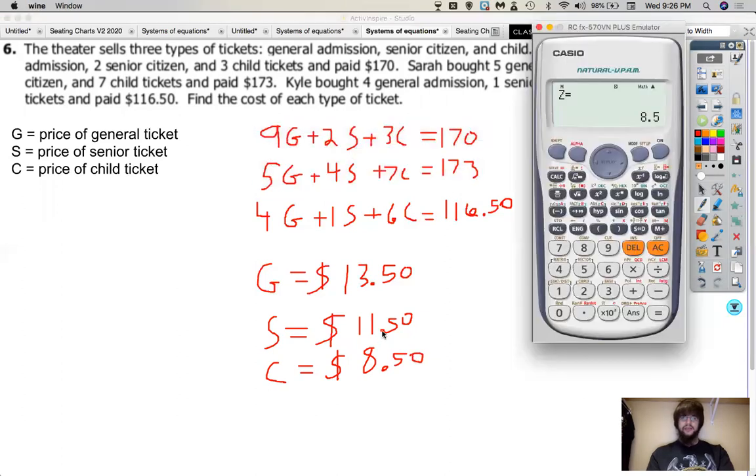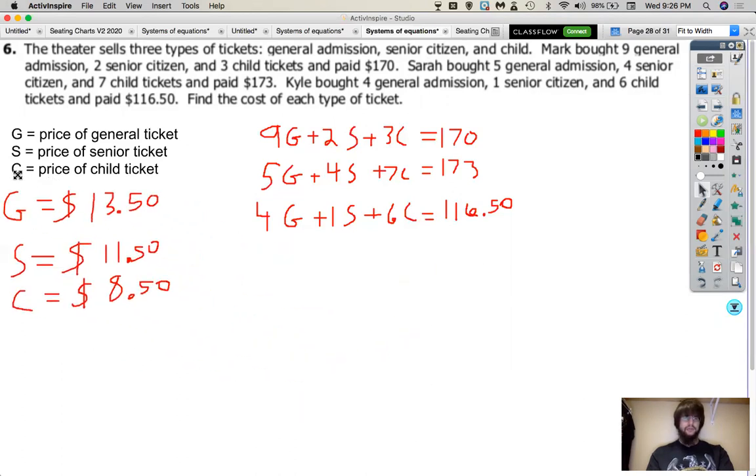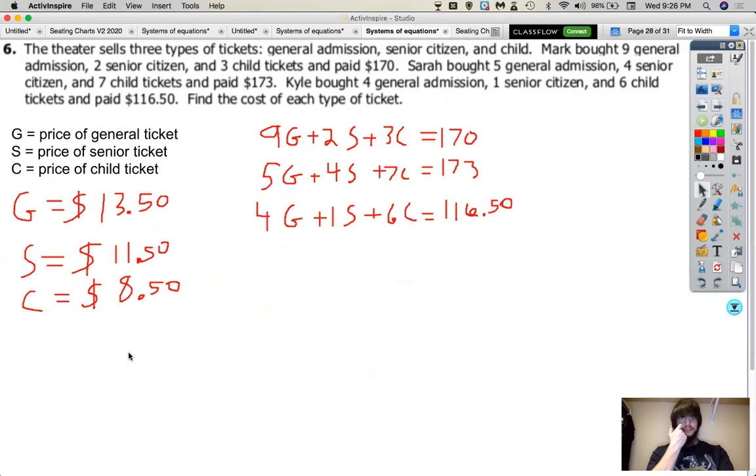And that's it. That's all you got to do for me. Now, if you're not part of my class, you got to do it by hand. Sucks for you. You don't have this calculator, you got to do it by hand. But that's it. That's the answer. We're good. Moving on along.